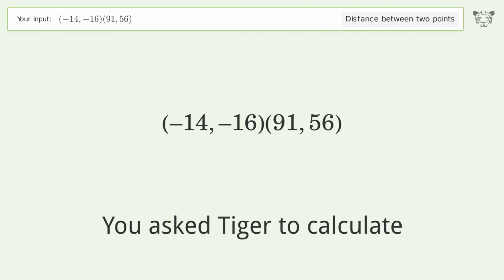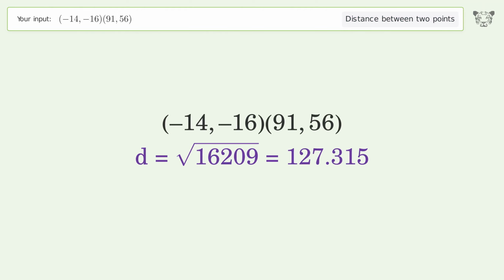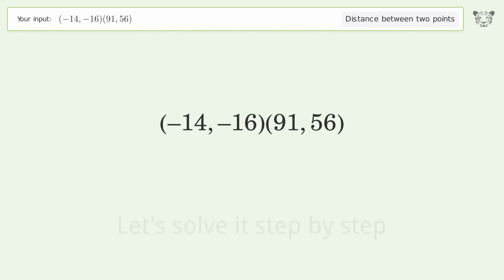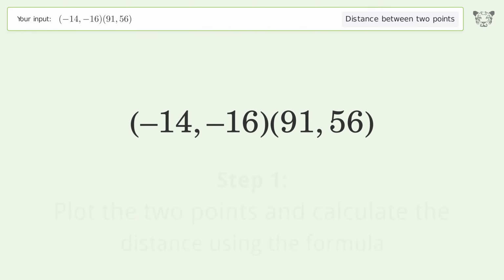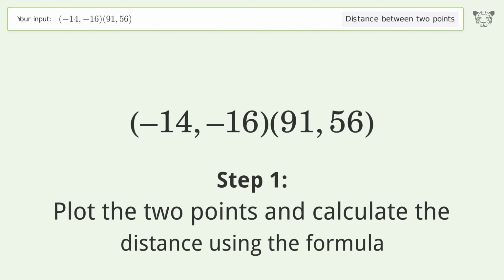You ask Tiger to calculate. This deals with the distance between 2 points. The distance between the 2 points is the square root of 16,209, or 127.315. Let's solve it step by step. Plot the 2 points and calculate the distance using the formula.